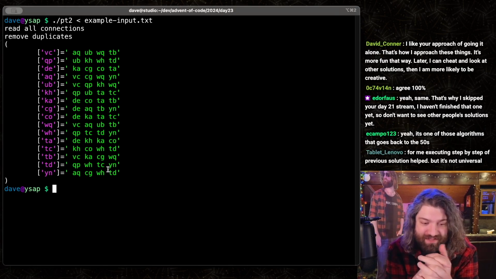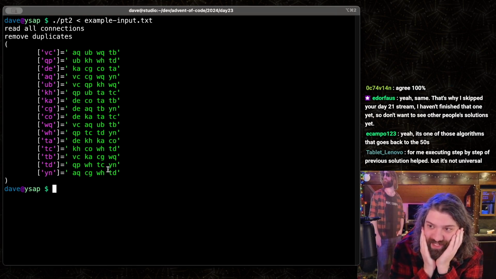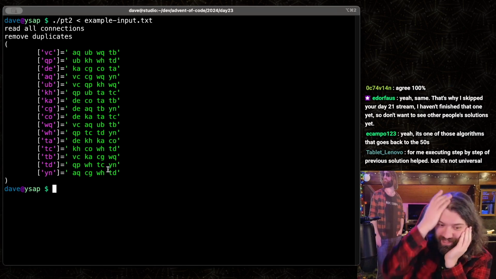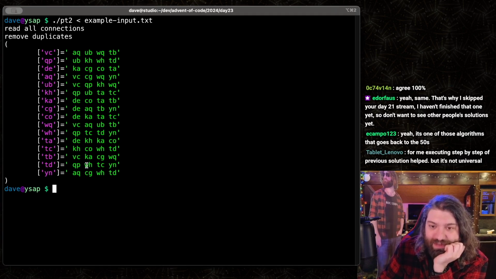Yeah, it's one of these algorithms that goes back to the 50s. That's cool. I think that's super cool. For me, executing step by step of previous solution helped, but it's not universal. Yeah. That's the other thing too. Oh man, I do hate when I come up with a solution that's not universal, where I'm like, yeah, it worked for me and I got the answer. And I know that's technically correct, but I want one that works for everything. But sometimes you just don't get that, or not without a ton of work.